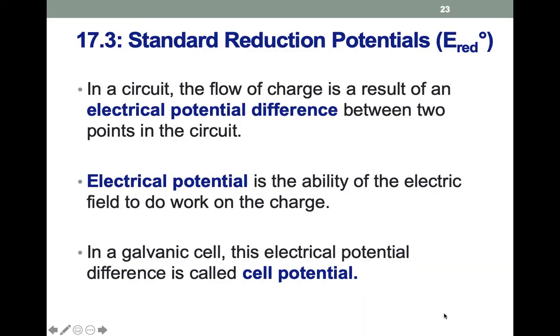Okay, so let's talk about standard reduction potential. This is kind of the big calculation in this chapter. There's two: this one and doing some plating electrolysis. So we have a flow of current, and we want to be able to tell how much that potential difference is, and so we have to calculate it.